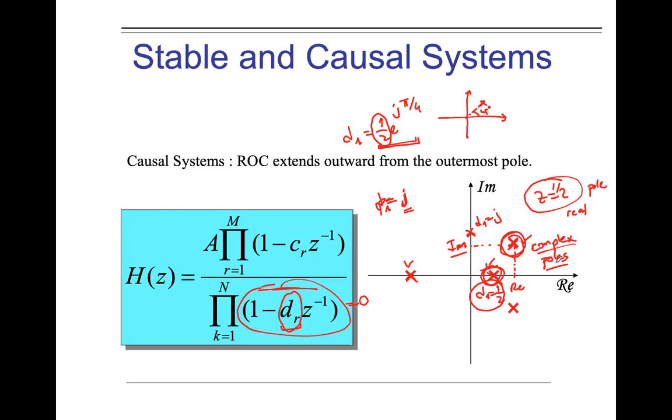Şimdi let's come back and say causal systems. What is critical about causal systems? The ROC should extend outward from the outer pole. Which one is the outer pole? This one.